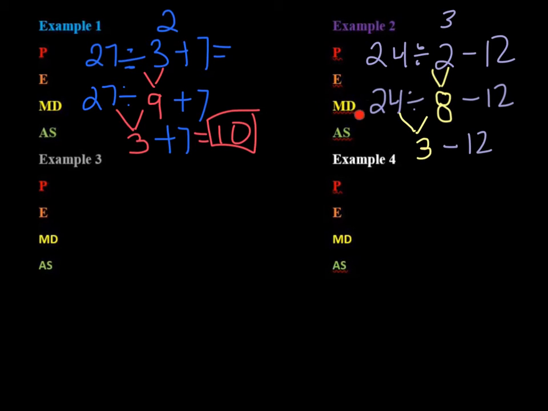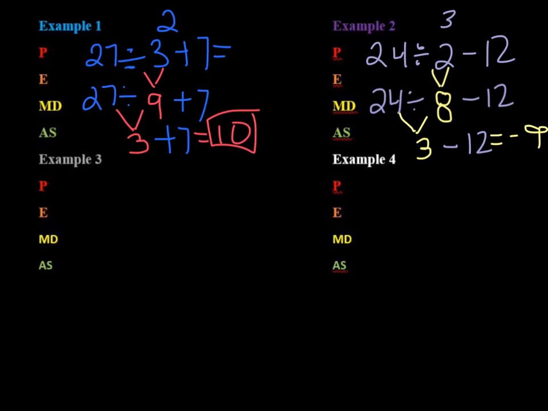Continue to check for any multiplication or division. Nope, looks like all we have is a subtraction. 3 take away 12 equals negative 9. Remember, it is a negative 9 because 12 is bigger than the 3, and the sign in front of 12 is a negative sign. Hopefully, you got negative 9 as your answer. If you didn't, look at my work and see if it helps you see your mistake.